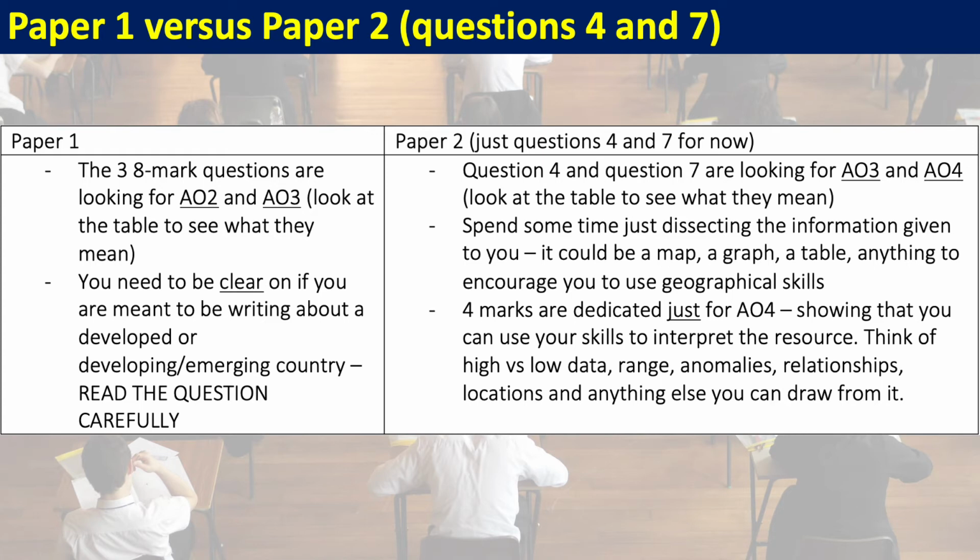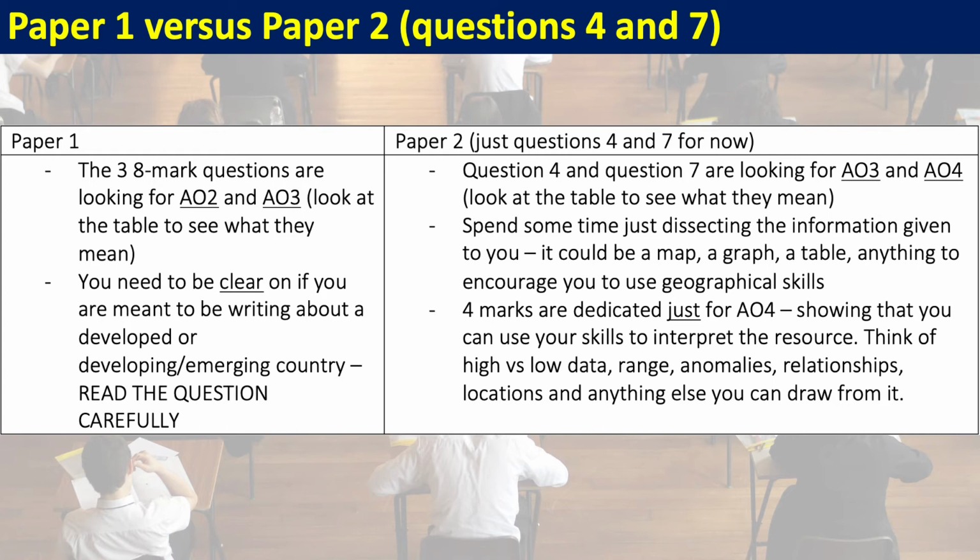Going back to paper 2 questions. Now, for paper 2 questions 4 and question 7, this is something that is so important. You will see a resource. You need to spend some time just reading through that resource, making notes on it, scribbling stuff on it, making sure you are picking it apart and you fully understand it. Why? Because 4 marks are dedicated just for AO4. This is just showing that you can demonstrate your geographical skills and that you can interpret the resource.